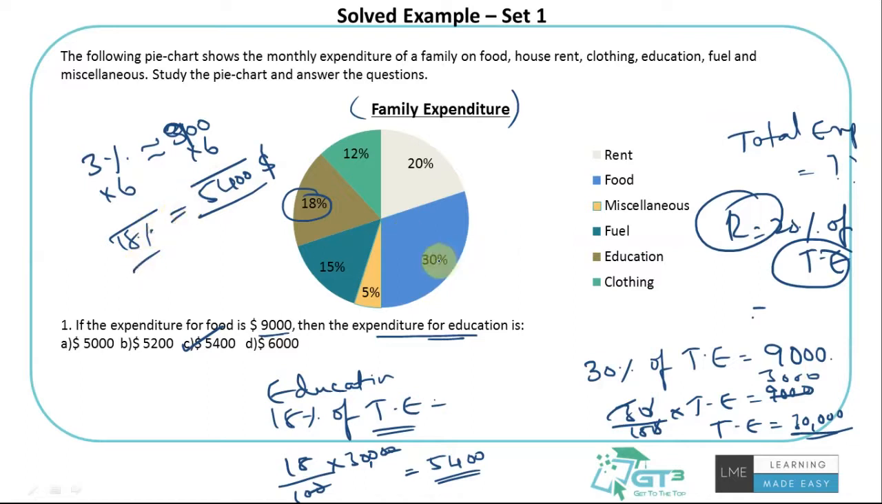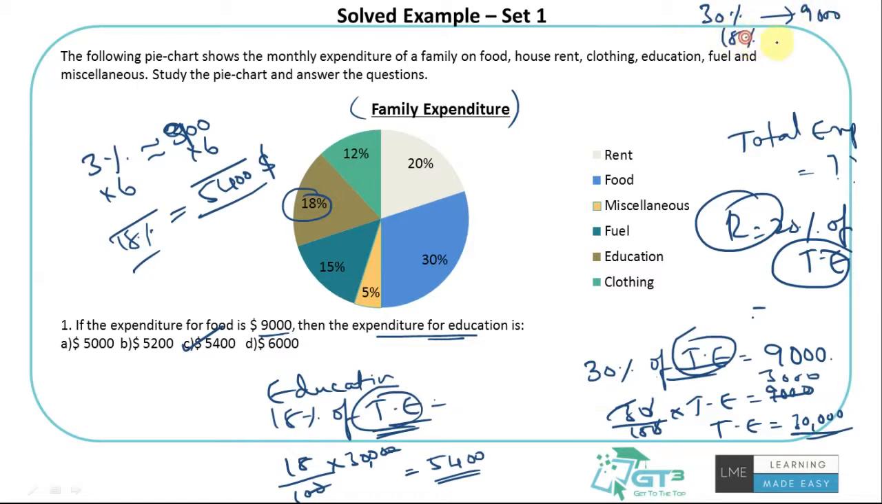Right? So this is of same value, right? 30% of total expenditure, 18% of total expenditure is the same value. That's why we can actually do this way. 30% is 9,000, then 18% should be also similar proportion. So other way to look at is this: 30% is 9,000.